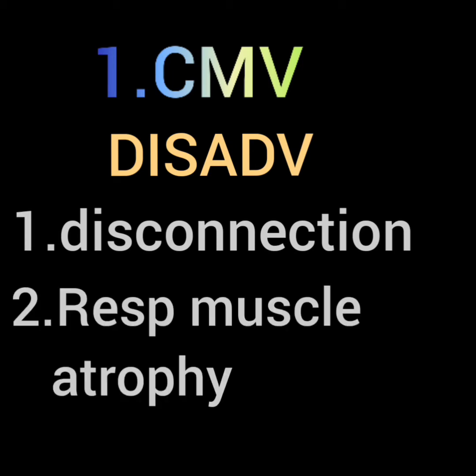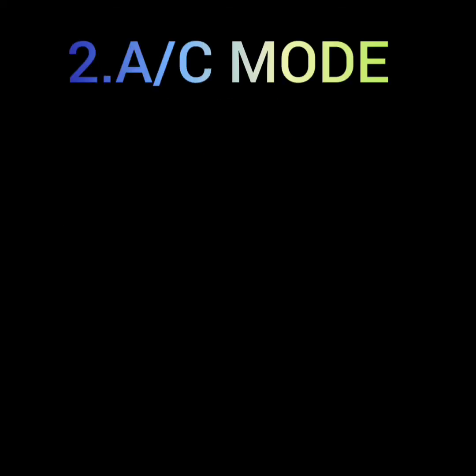As spontaneous breaths are blunted with neuromuscular blocking agent, there is atrophy of diaphragmatic muscles. So there is difficulty in weaning the patient off the ventilator later on. A by C mode, assist control mode.